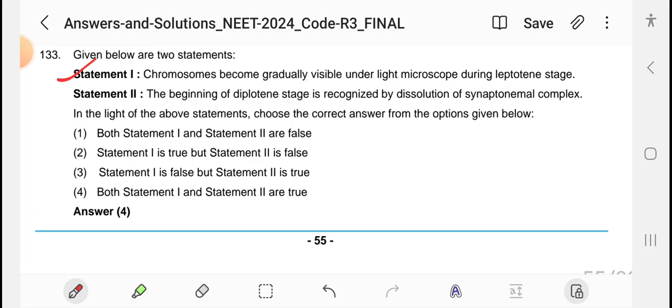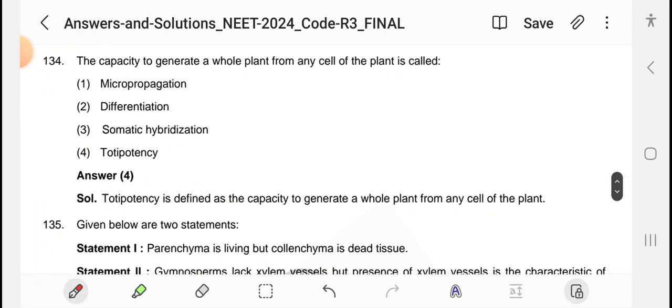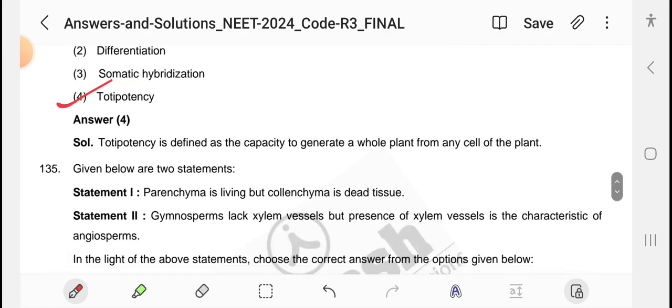This is also a correct statement. So the option would be option number 4. Both statement 1 and 2 are correct. Next question, the capacity to generate a whole plant from any cell of the plant is called totipotency. So this question is from tissue culture.